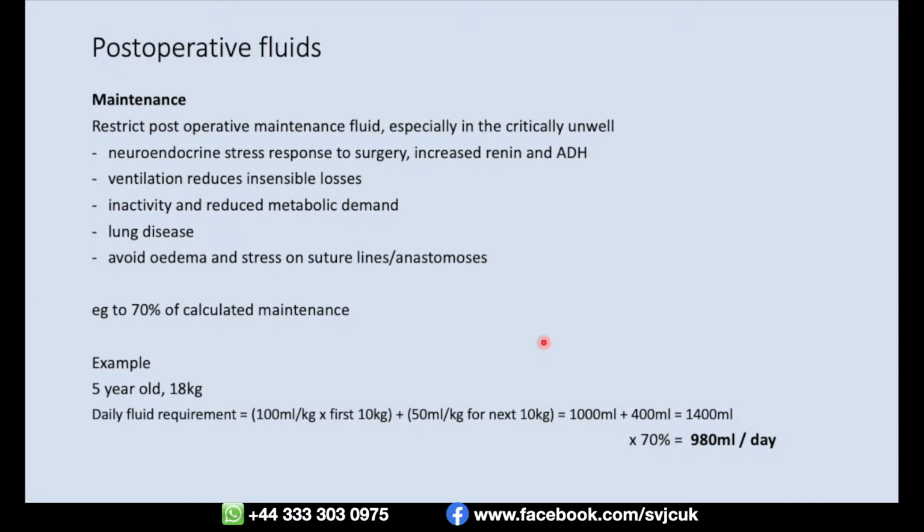So just as a little example, if you have a 5-year-old who's 18 kilos, you can calculate their daily fluid requirement using the 100-50-20 rule. So they'll get 1 litre plus 400 mils, so about 1400 mils per day would be their total maintenance requirement, but we'll reduce that down to 70%, which is about 980 mils a day, and that's what you would be prescribing.